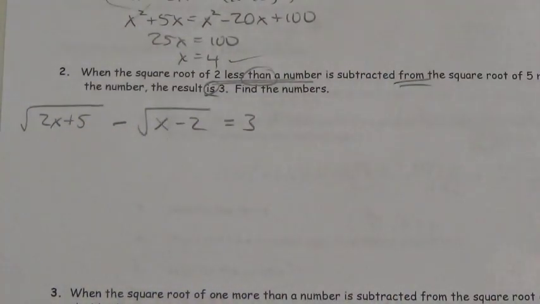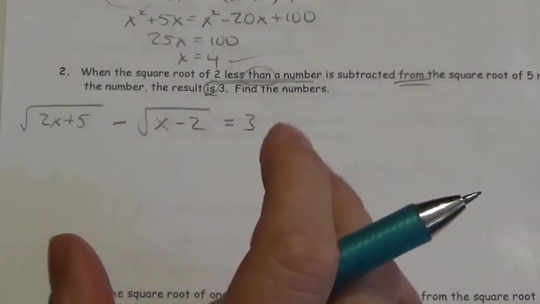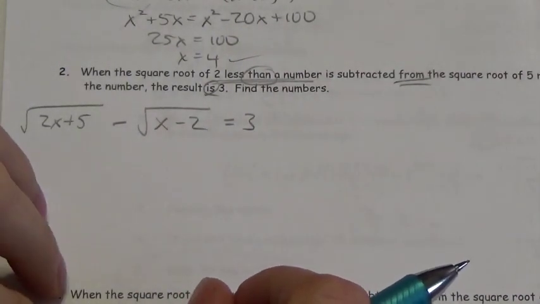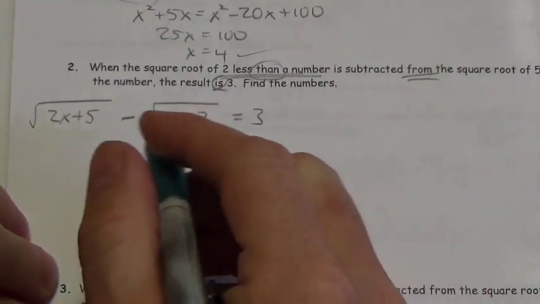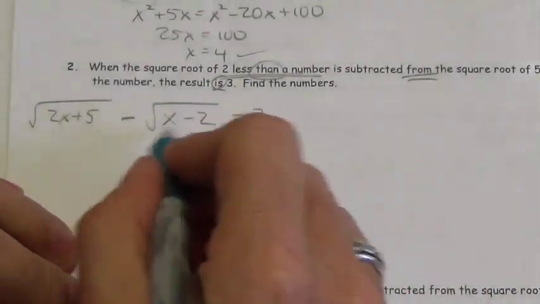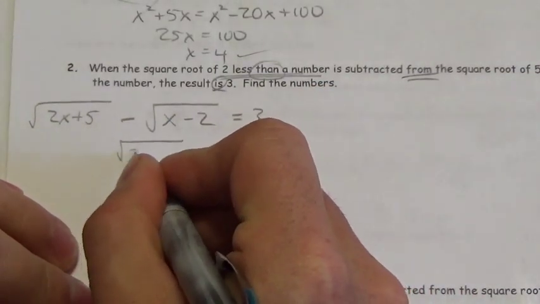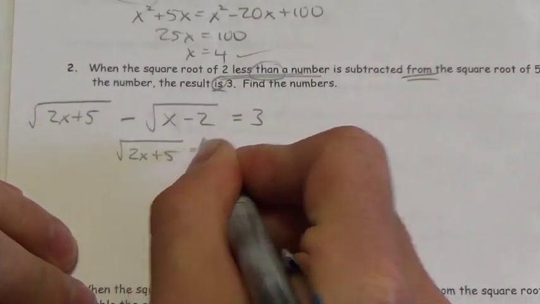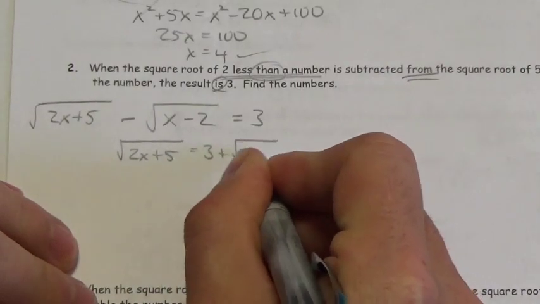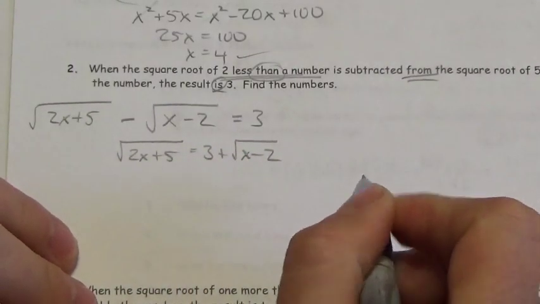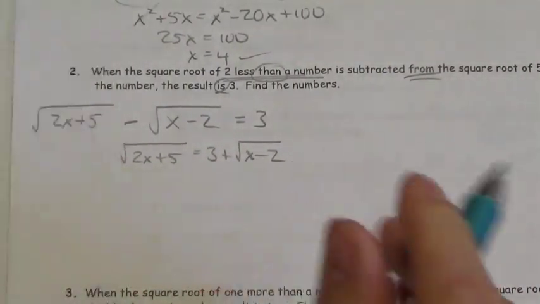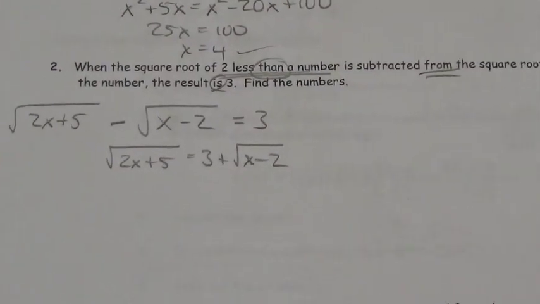Now, in the previous question, when I had 2 square roots there, I left them both on the same side. Okay, and just to illustrate that this isn't absolutely necessary, what I'll do is I'll bring that square root of x minus 2 over. So this equation becomes the square root of 2x plus 5 will equal 3 plus the square root of x minus 2. Okay, so now, actually I'll zoom in a little bit on this.